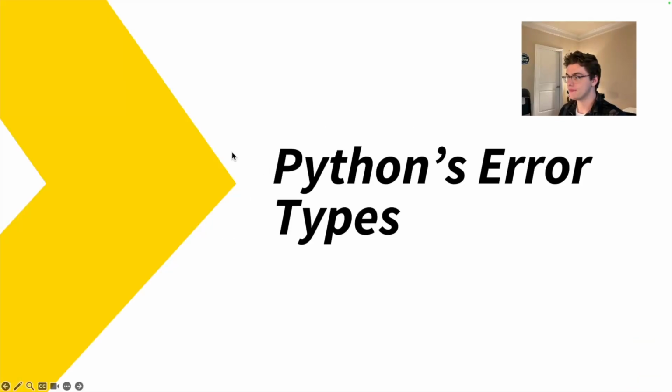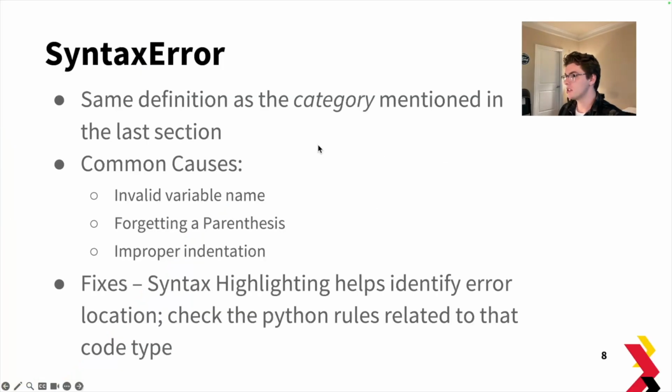All right, let's look at Python's error types. And as we go through this, I'll do some examples in Jupyter. So, first of all, we've got our syntax error. Well, didn't you already mention syntax error, you may say? And yes, we did. That was the first example in the categories. But Python has an explicit error type called syntax error.